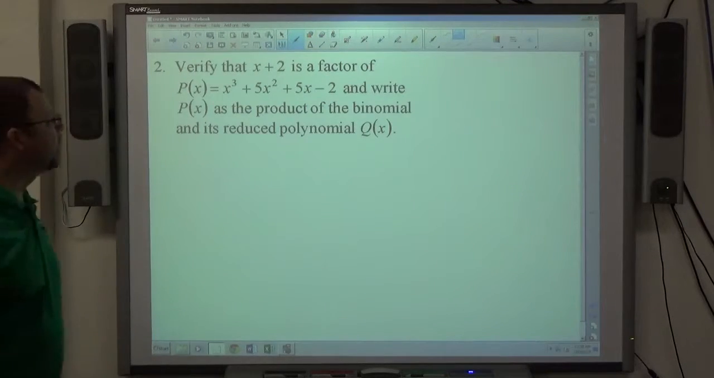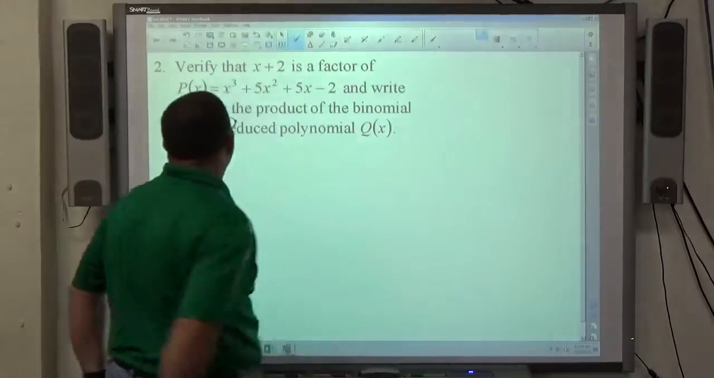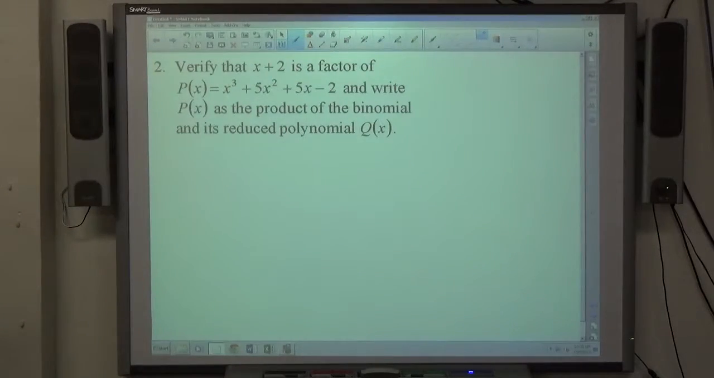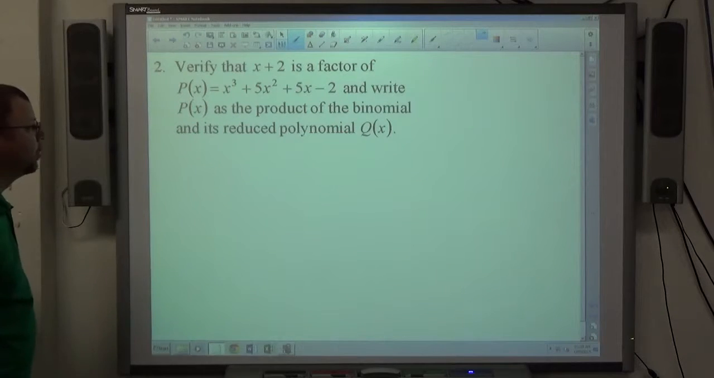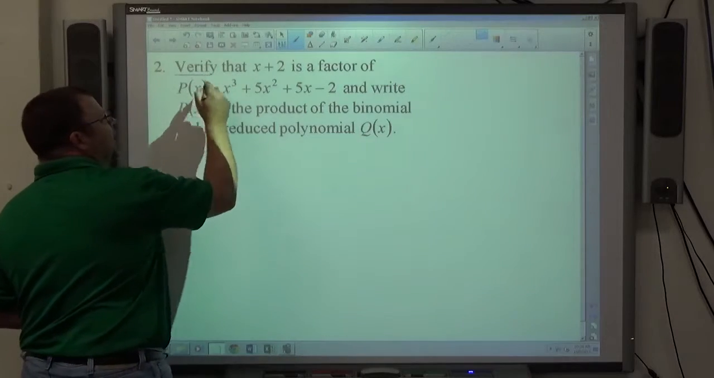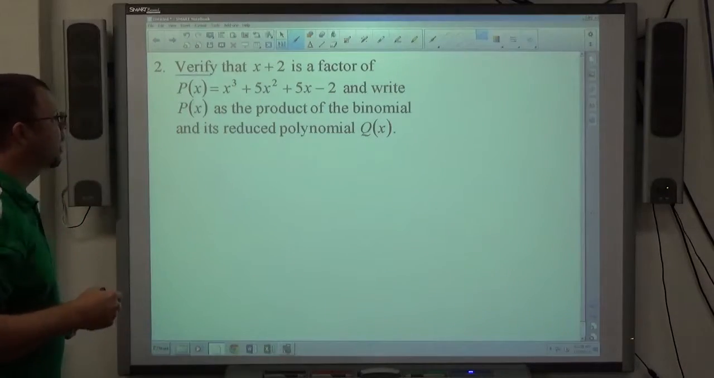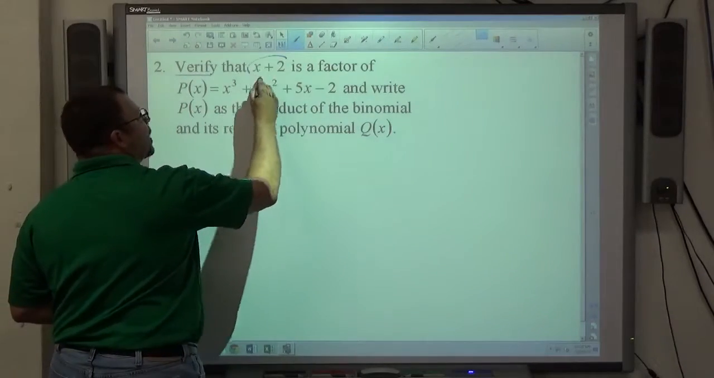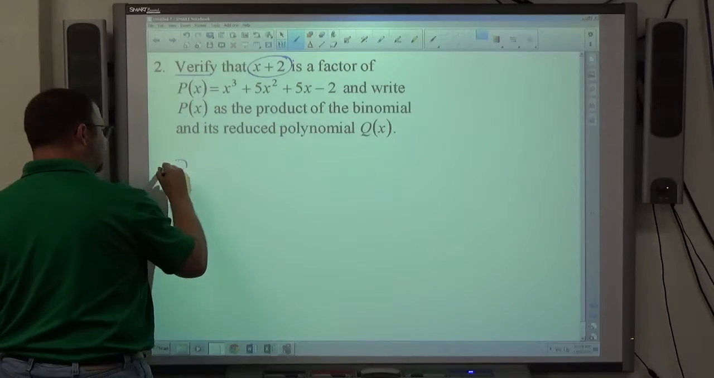Number 2, verify that x plus 2 is a factor of p of x equals x cubed plus 5x squared plus 5x minus 2. P of x is the product of the binomial and its reduced polynomial, so basically it's a factoring problem. It does say to verify. That's just a matter of doing synthetic division again. So if this is a factor, we can divide by it.